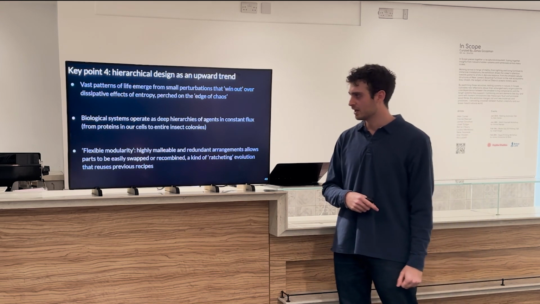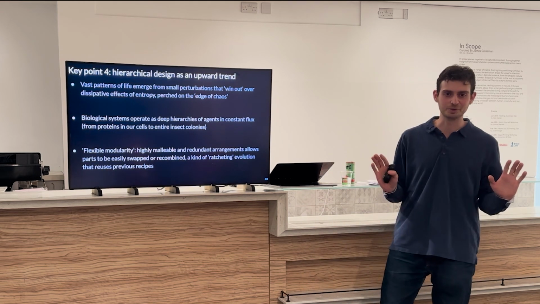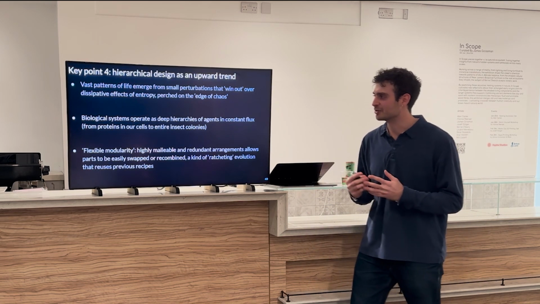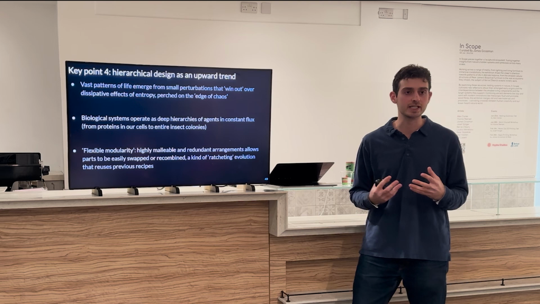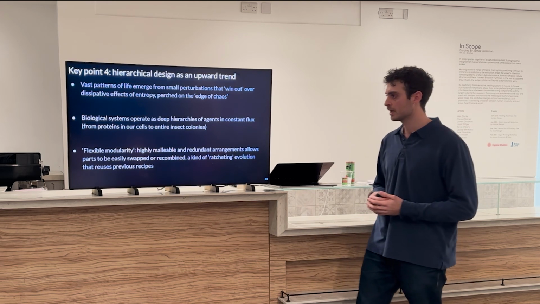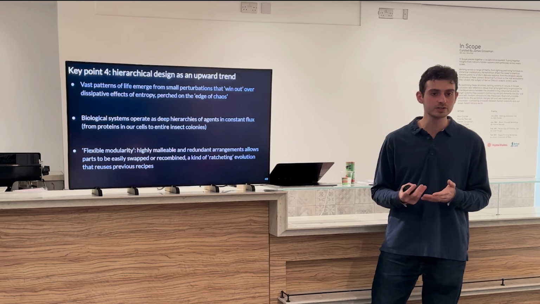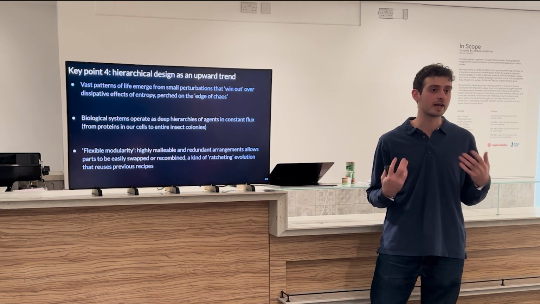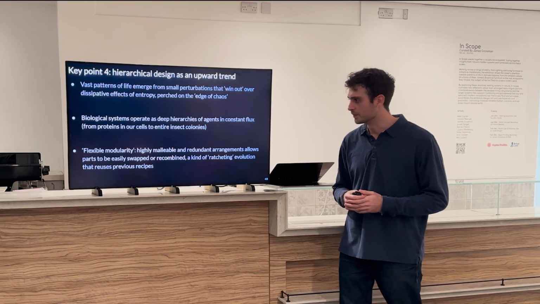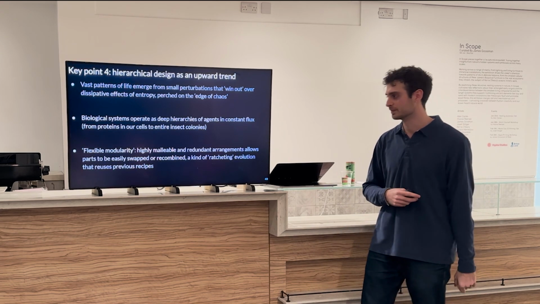And this is the last wishy-washy bit, I promise. Biological systems operate best as deep hierarchies of agents that are in constant flux. So they're flexible, but actually highly ordered. And we see that from proteins in our cells to entire insect colonies, and now we've actually started to find super colonies around the world, where those colonies are themselves interacting.